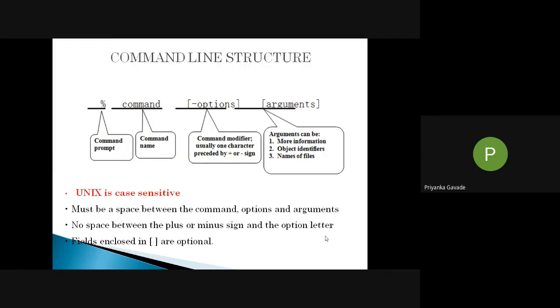Moving on to the next topic, how exactly commands in Unix look. Commands in Unix have three parts. The first one is the name of the command, followed by the options, and then followed by the arguments. So you will find a set of commands.